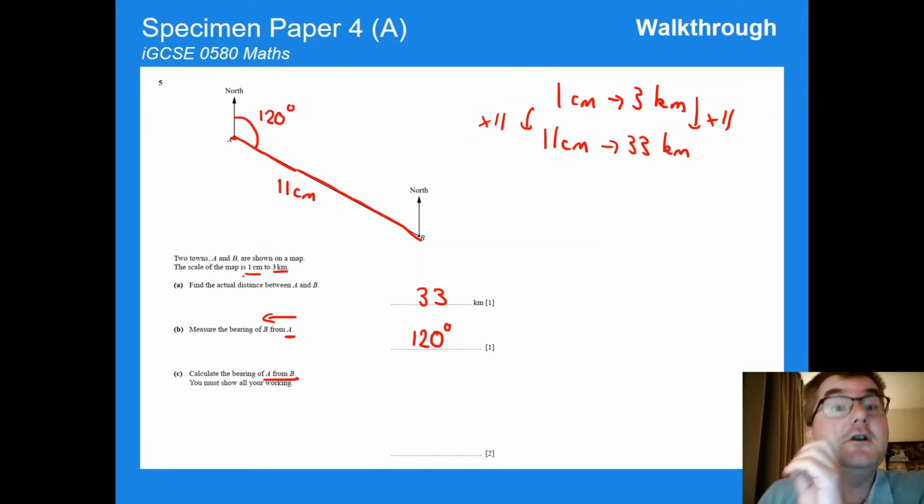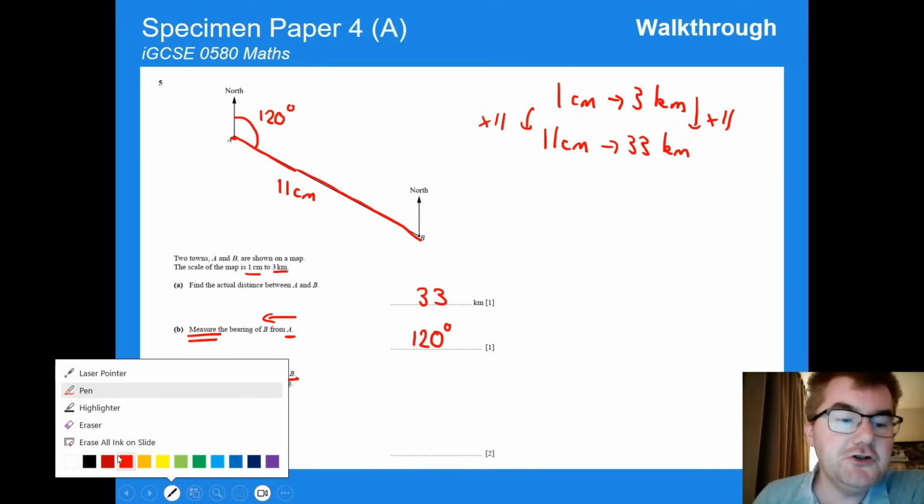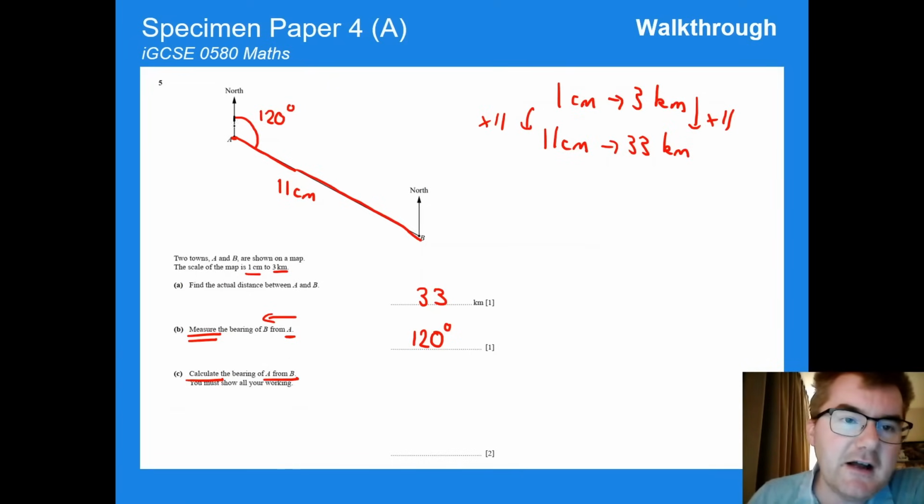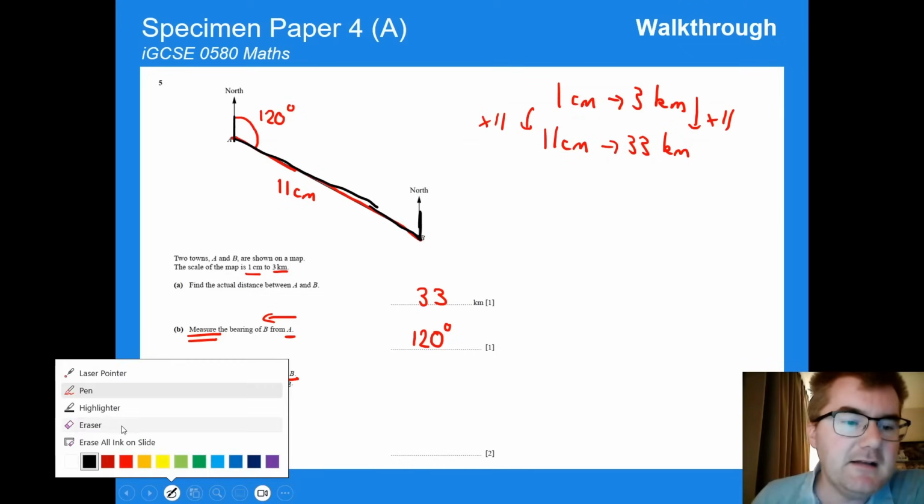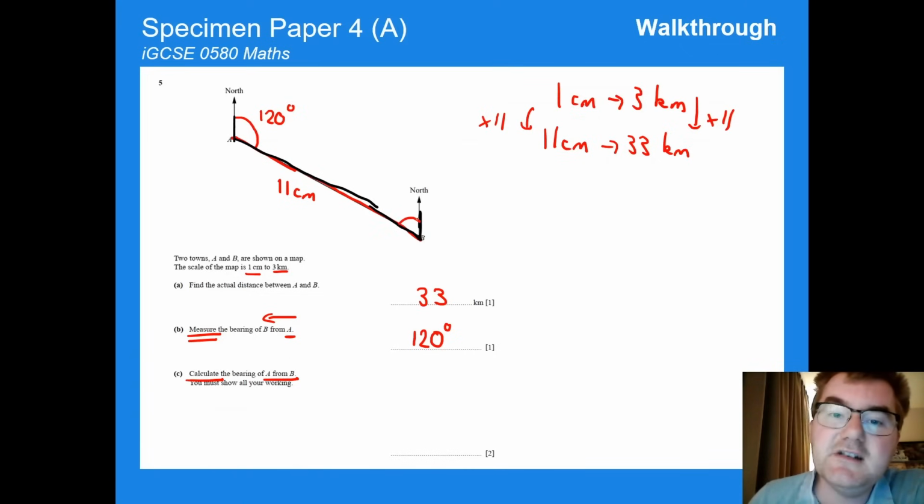Notice the words in the question are important. Measure means use your protractor. Calculate means use your angle facts that you know. And one angle fact that you should know really, really well on this iGCSE course is, notice we actually have an interior angle. We have C angles. Now, the thing we know about C angles here is that these two angles add up to 180 degrees. Therefore, this angle needs to be 60 degrees.